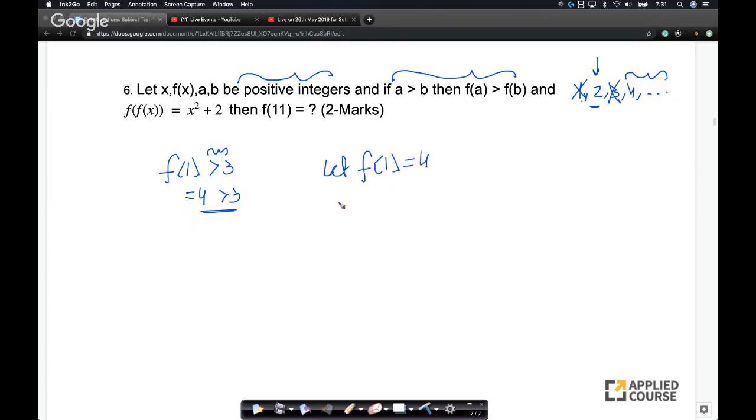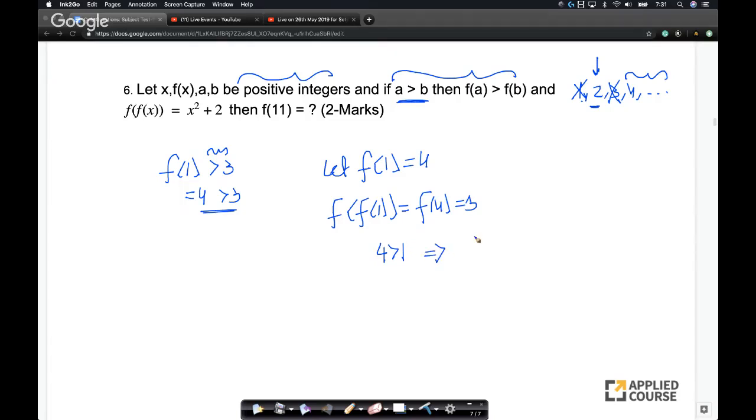Then what is f of 1? Which is equal to f of 4, which is equal to 3. Now, what does this say? This says that if a is greater than b, look at this, 4 is greater than 1.